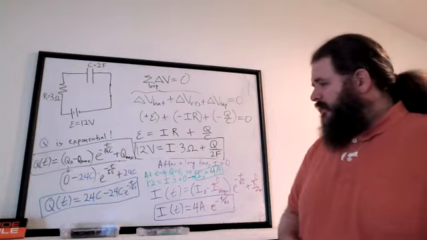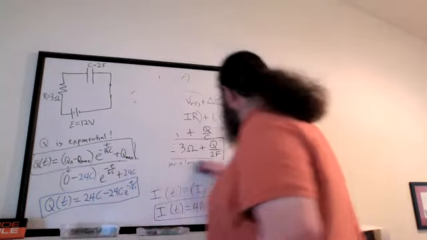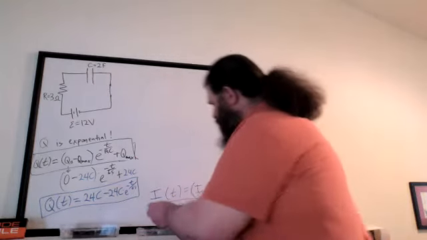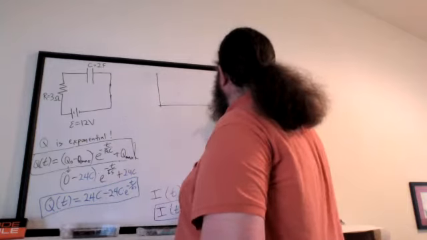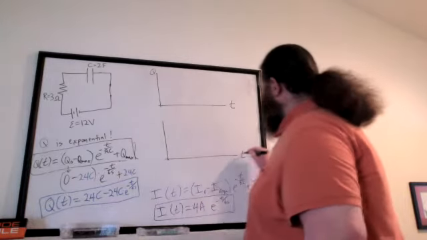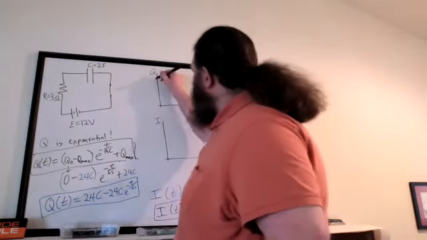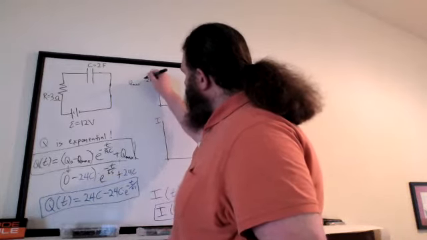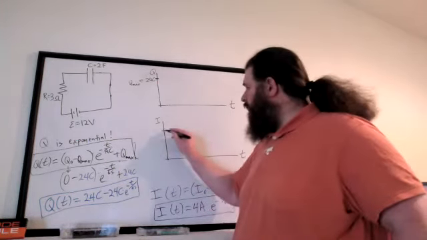And we could graph both of these. We could graph charge and current. Let's see what those would actually look like. If we make a graph of charge versus time and a graph of current versus time, we know the important values are going to be 24 coulombs for charge. That's Q max. And also, we know 4 amps is going to be important. That's the starting current.